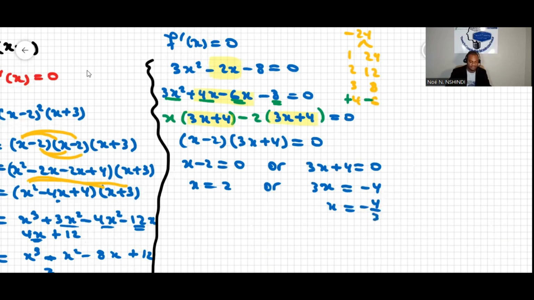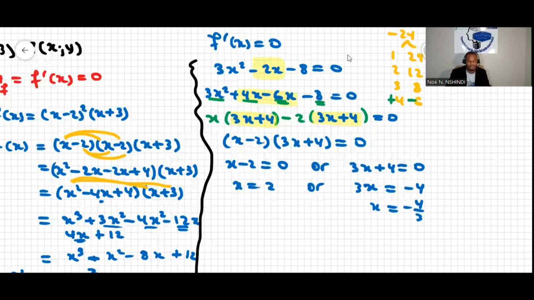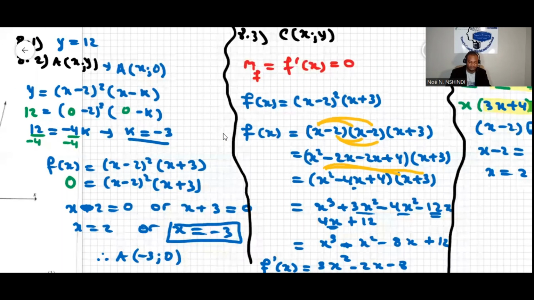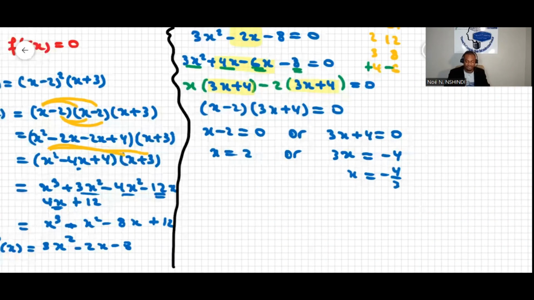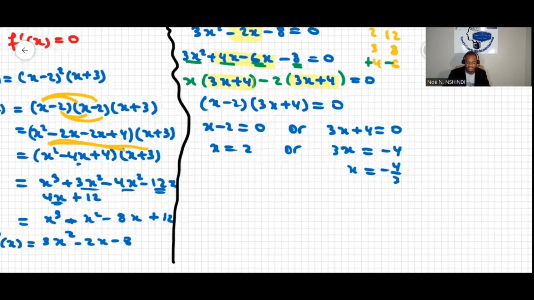Now, if I look at the graph of f, of the two values of x, one positive and one negative, c must have a negative x value because it is on the left hand side of 0. So I know that the x coordinate of c is the negative one. The other one is not applicable in this case.